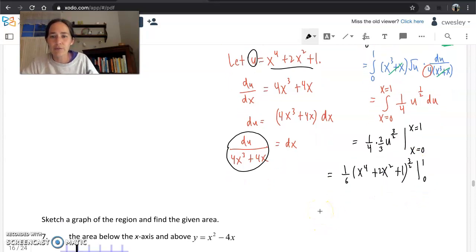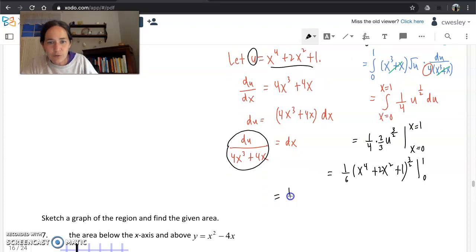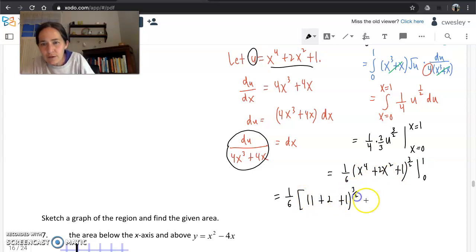Now we can plug back in for x, and you can use your algebra skills or calculator to help. Feel free to leave the 1/6 out front completely and just do the plug-in with the inside. The 1/6 really does apply to everything, but you'll have 1 plugged into all 3 parts. So 1 to the 4th plus 2 times 1 squared plus 1, to the 3/2, minus 0 plugged in for all the x's: 0 to the 4th plus 2 times 0 squared plus 1, to the 3/2.